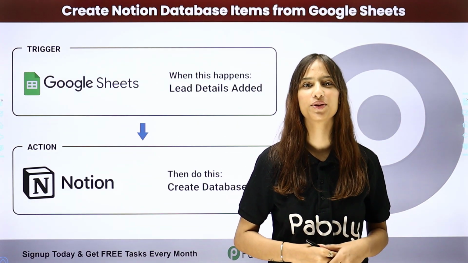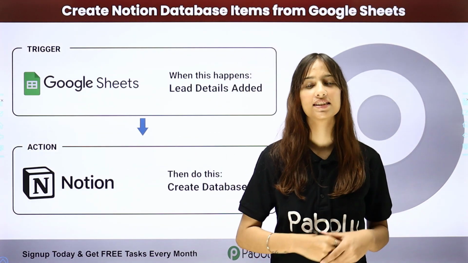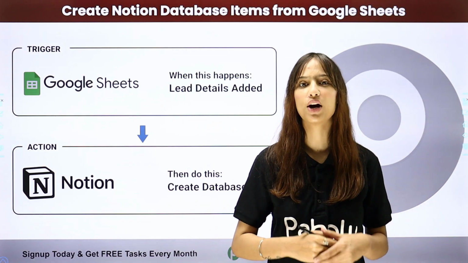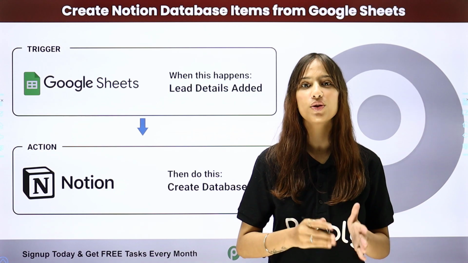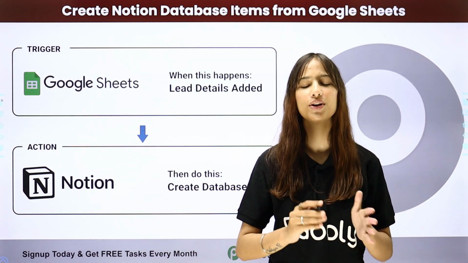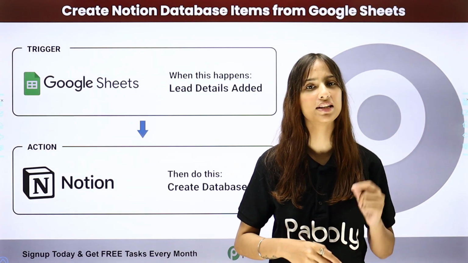So in today's video, we are going to understand how to create Notion database items from Google Sheets. So here let's assume that you maintain the lead details in a Google Sheet and now you want to create a backup of those leads in your Notion database. So here your objective is that whenever you are going to add the lead details in a new row in your Google Sheets, then automatically a Notion database item should be created.